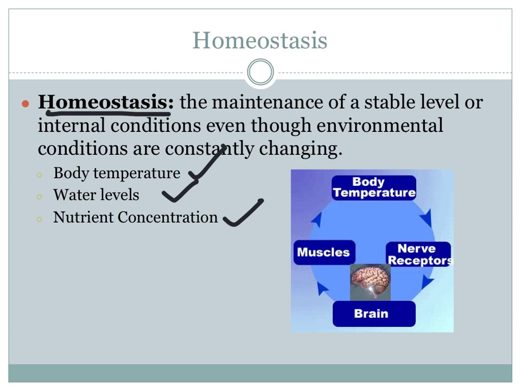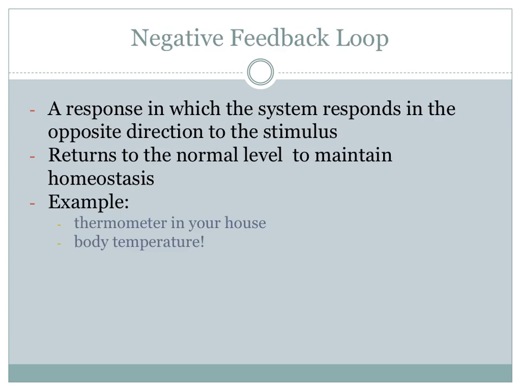If the inside of your body was constantly changing, it would be very difficult for your body to run the processes that are required in a living thing. So let's look a little bit at how this happens. We maintain homeostasis using what are called feedback loops. There are two types of feedback loops. The one that I really care about and the one that I want you to understand in this class is called a negative feedback loop. We're going to talk about the other type as well, but let's focus on this one for now.